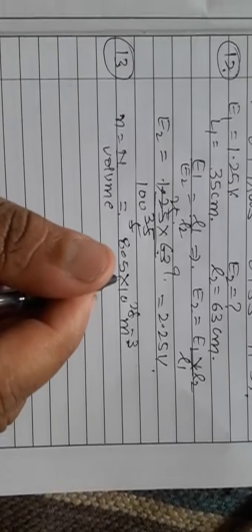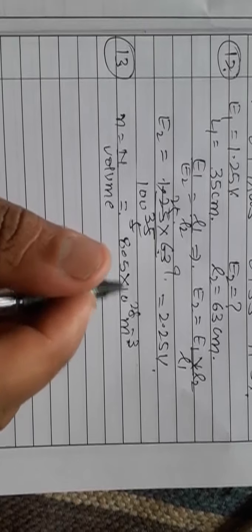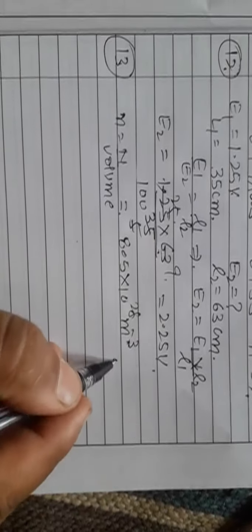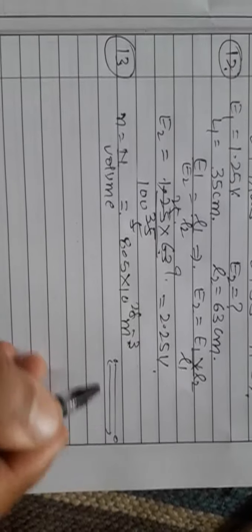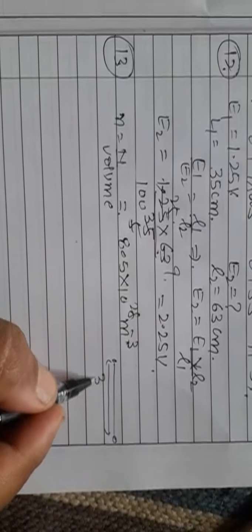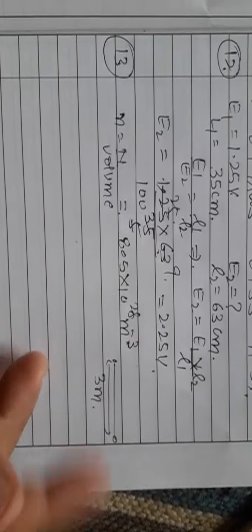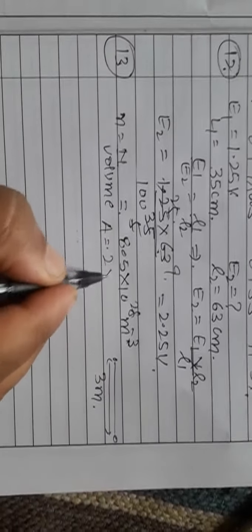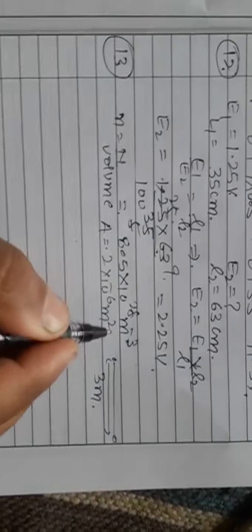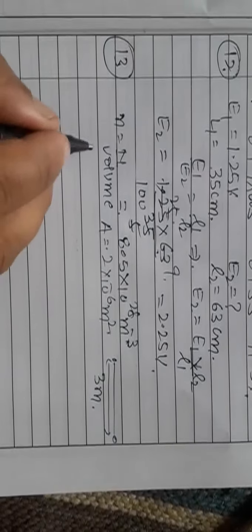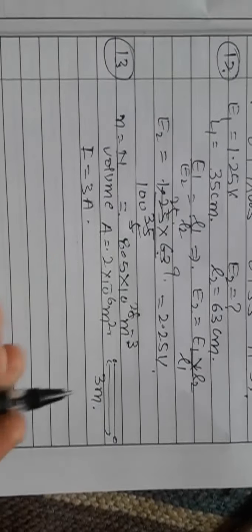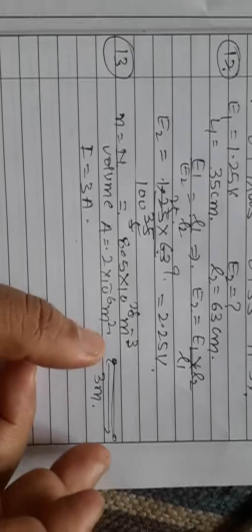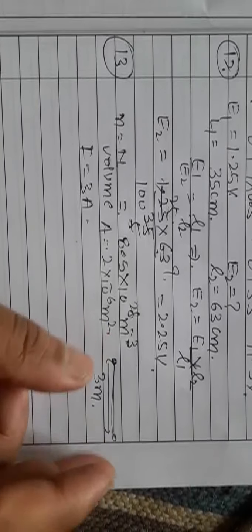How long does an electron take to drift from one end to the other end of a wire? So how much time will an electron take to go from here to here, if the wire is 3 meter long? The area of cross section A is given to me, 2 into 10⁻⁶ meter square, and it carries a current of 3 ampere. No problem. If I know the velocity, then velocity is distance by time, so time will be distance by velocity.